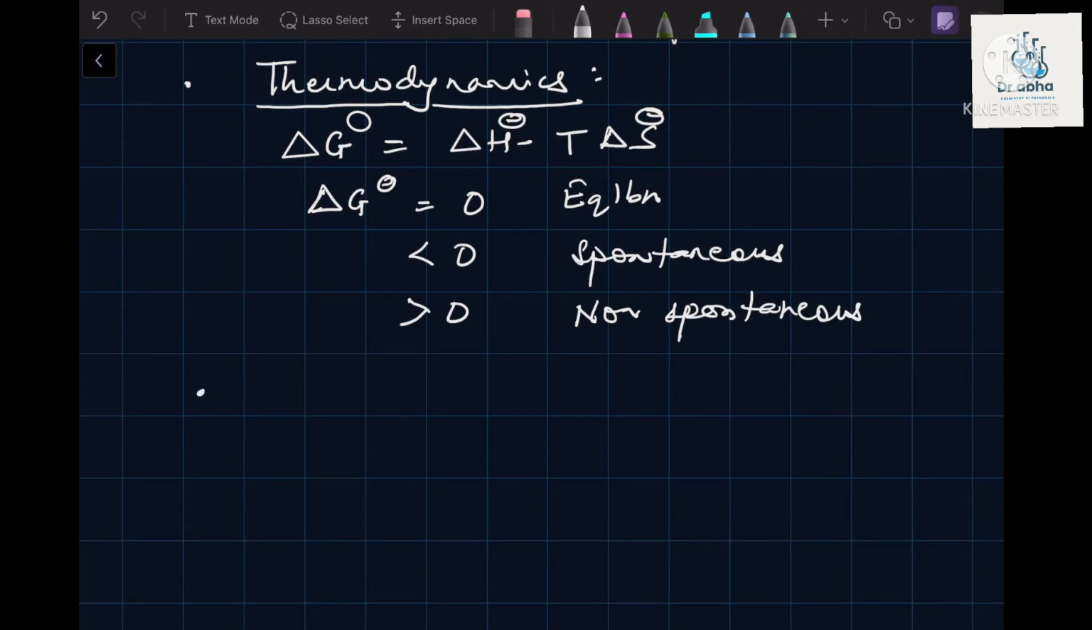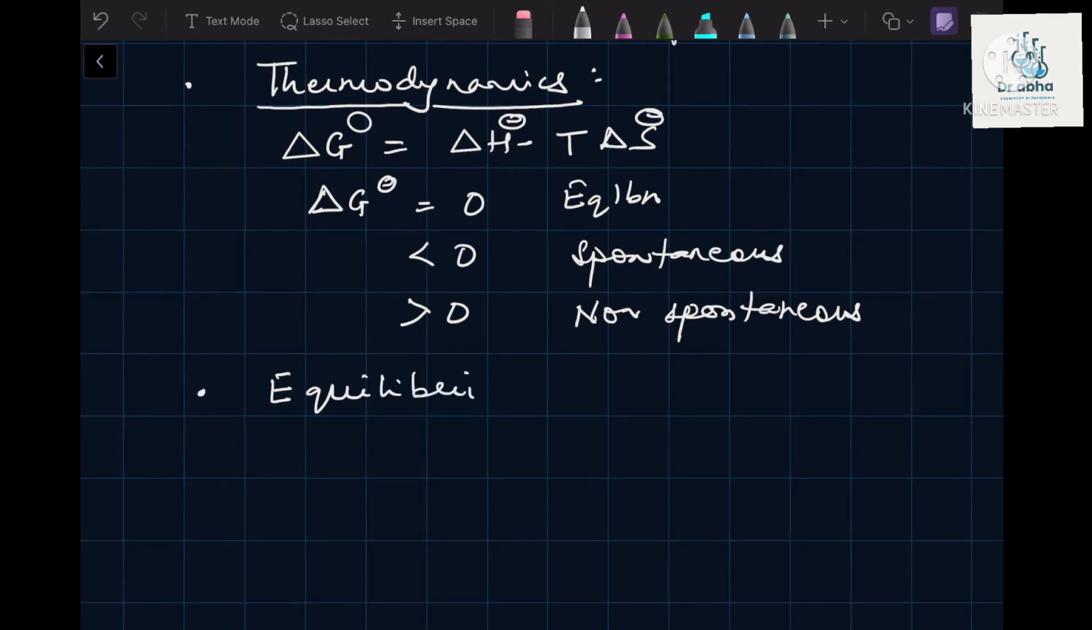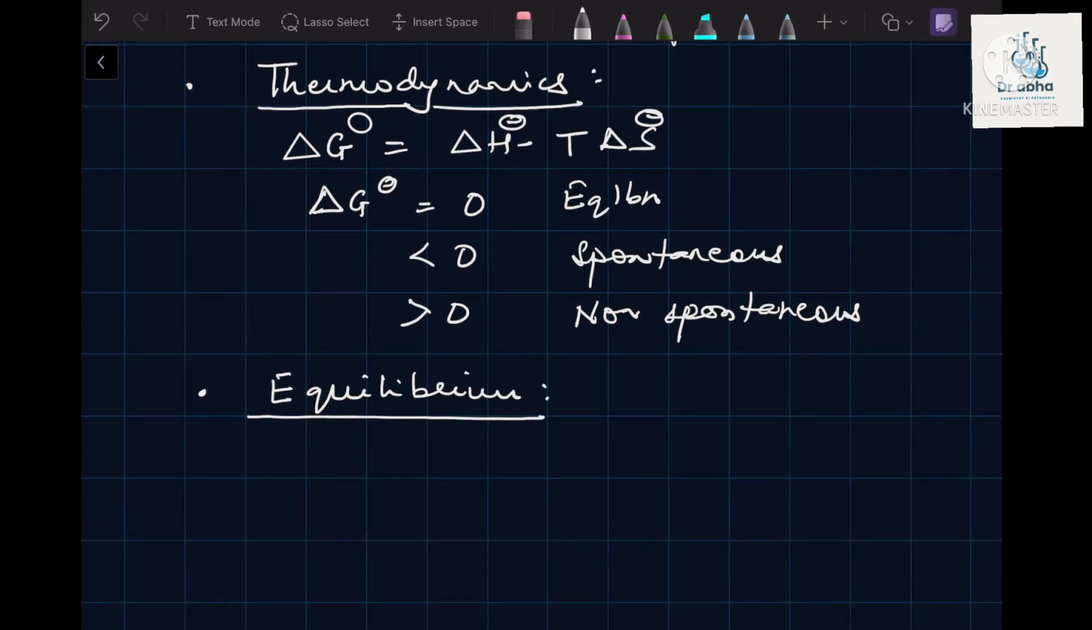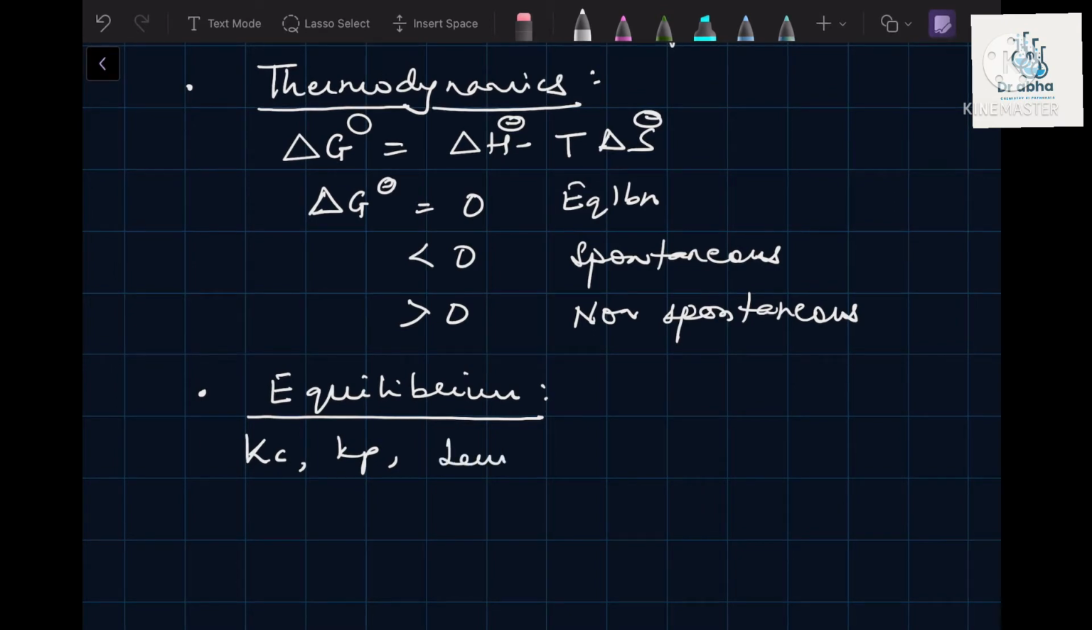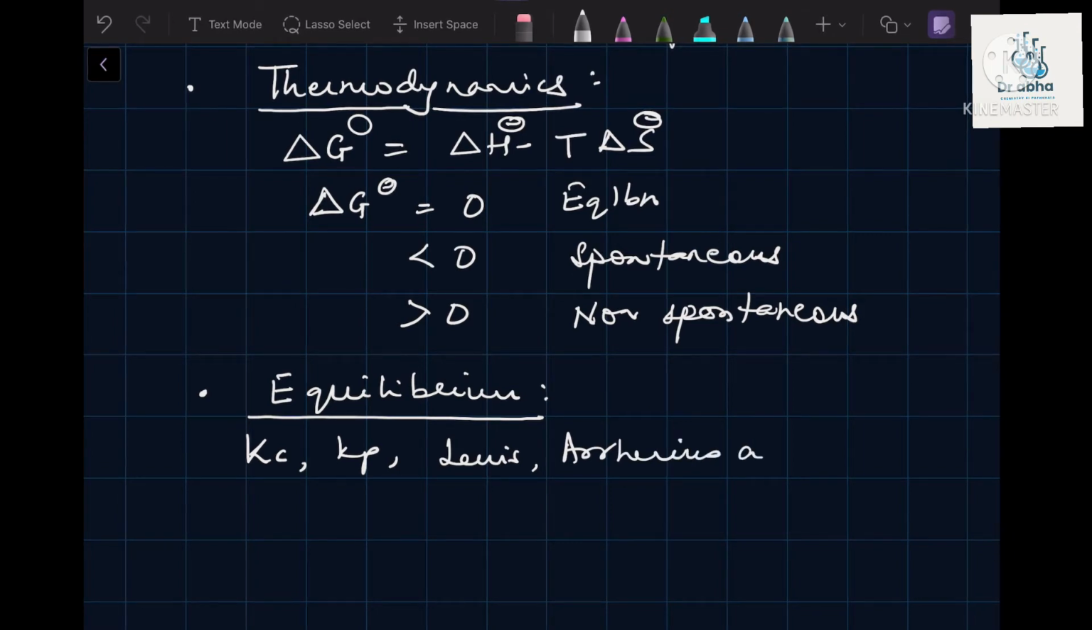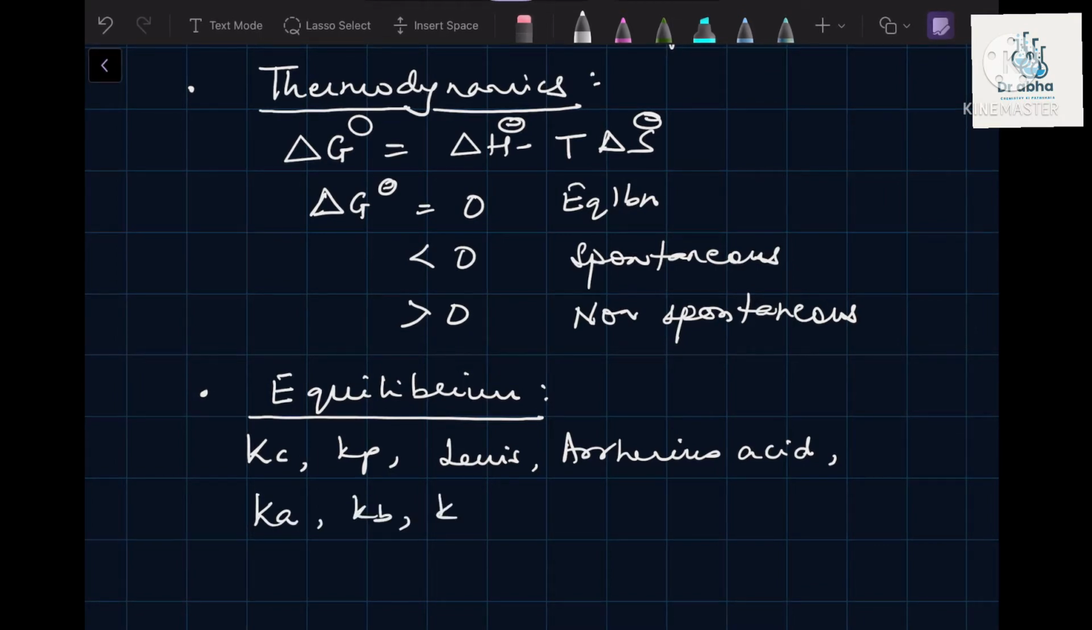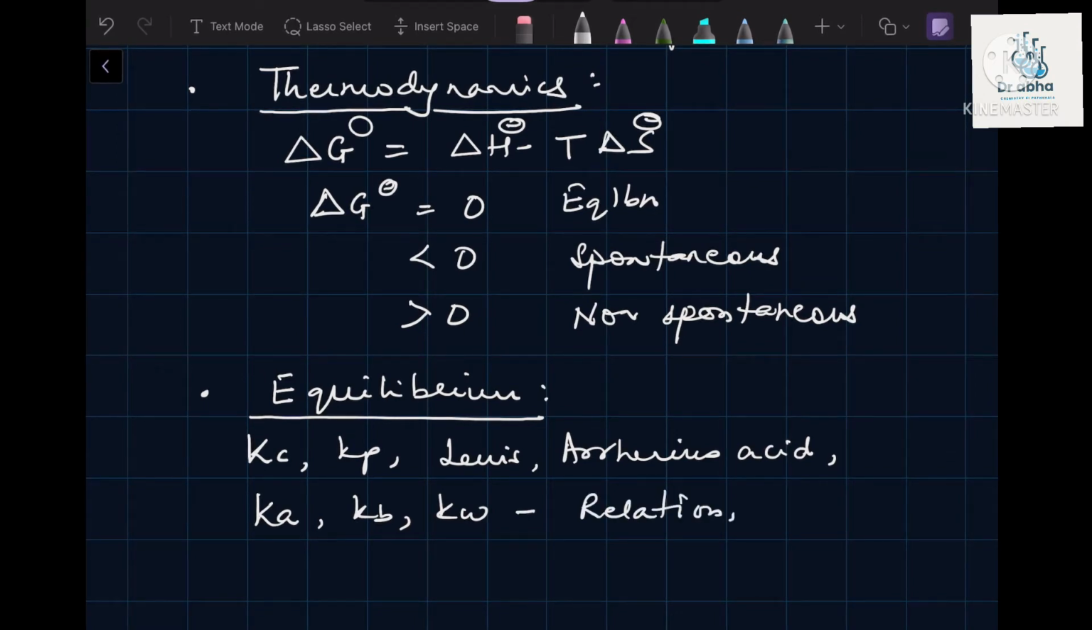Then next we have a very important topic of class 11th, equilibrium. Entire unit is very, very important, and still if you want to work out on more important topics of equilibrium, Kc expression, Kp expression, right? Then definition of Lewis and Arrhenius acids, very important, right? Then Ka, Kb, Kw, their relation and factors affecting them, right?